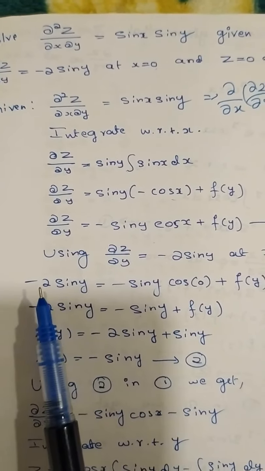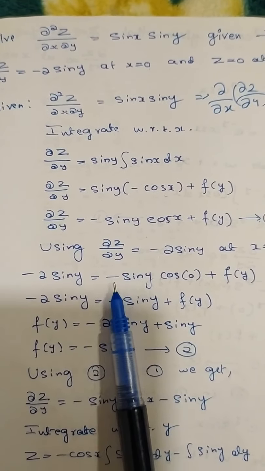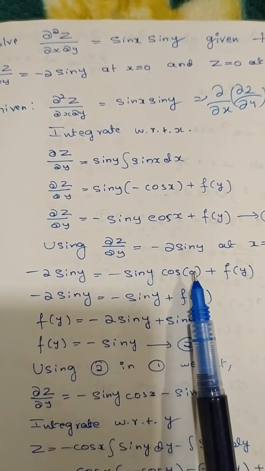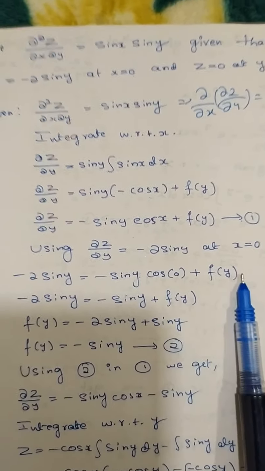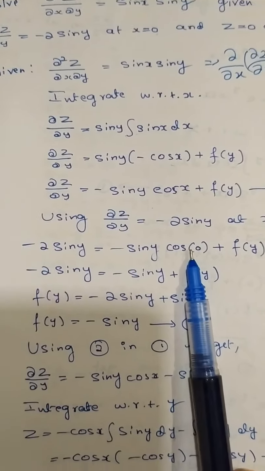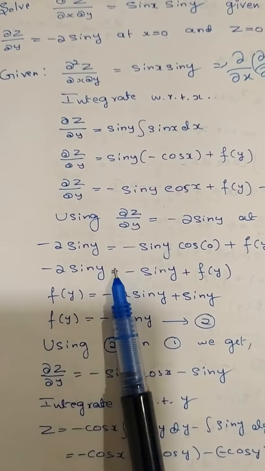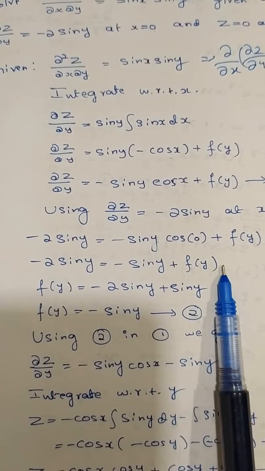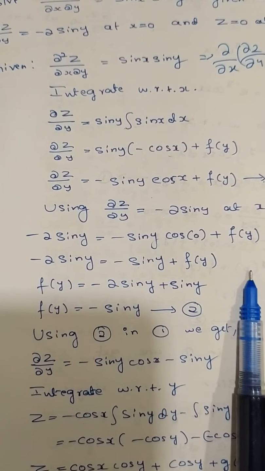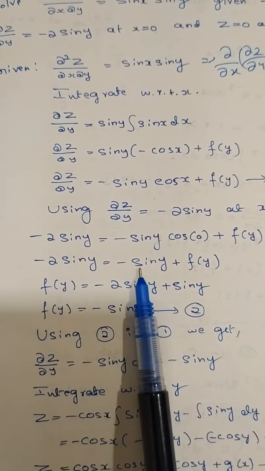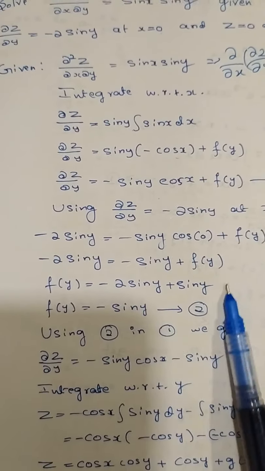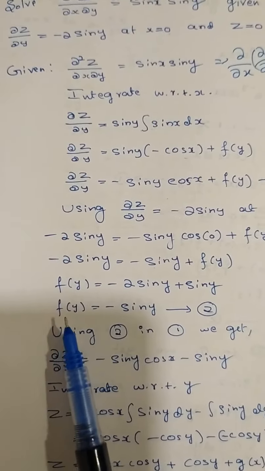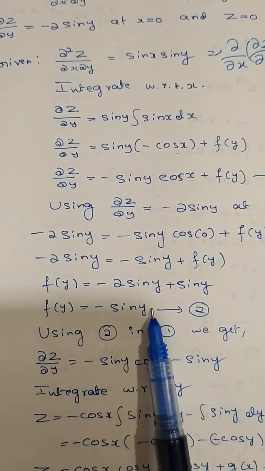Okay, left-hand side, minus 2 sin y is equal to minus sin y cos 0. Put x is equal to 0 here: cos 0 plus f of y. But what is cos 0? 1. So minus 2 sin y is equal to minus sin y plus f of y. Now transfer this to the right-hand side. Then you get minus 2 sin y plus sin y, so f of y is minus sin y.